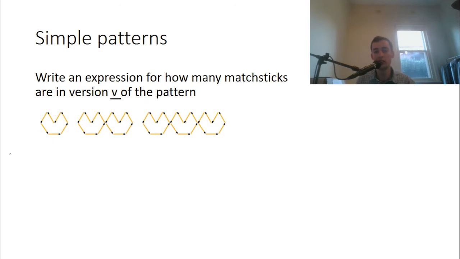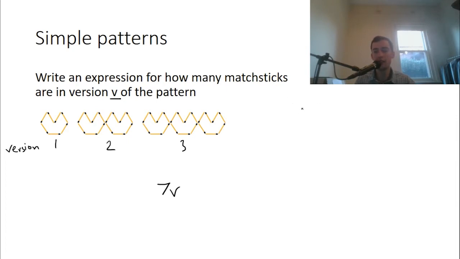Okay, so let's say this is version 1, 2, and 3. And the version actually matches up with how many shapes there are. In this one, there's 1 shape, 2 shapes, and 3 shapes. So for this kind of thing, you might be able to see straight away that your expression is going to be 7V. And that would be right. But if you can't see that straight away, here's one way of thinking about it.